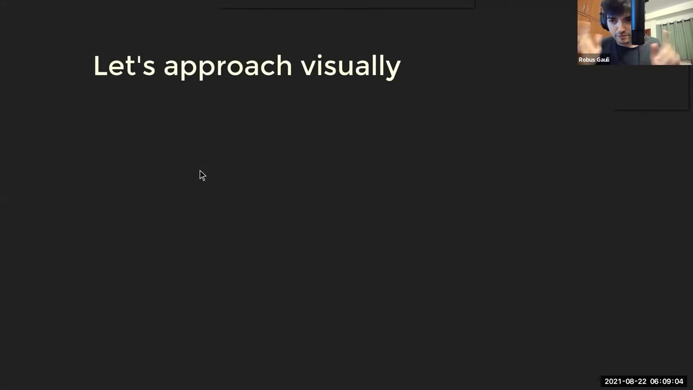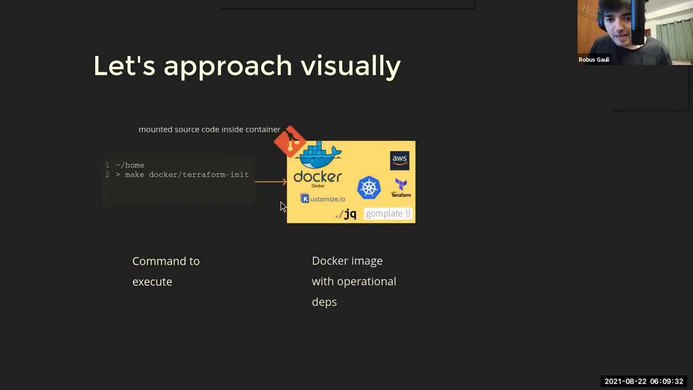So for the last time, I'm going to do this visually. If there are any questions, or if something is not clear, please fire the question right in the chat or maybe unmute yourself. This is the last time that I'm going to explain. So the first thing is the command to execute: you run make docker/terraform-init from the terminal. What happens is it initializes the Docker image, and it sets the entry point to Terraform.